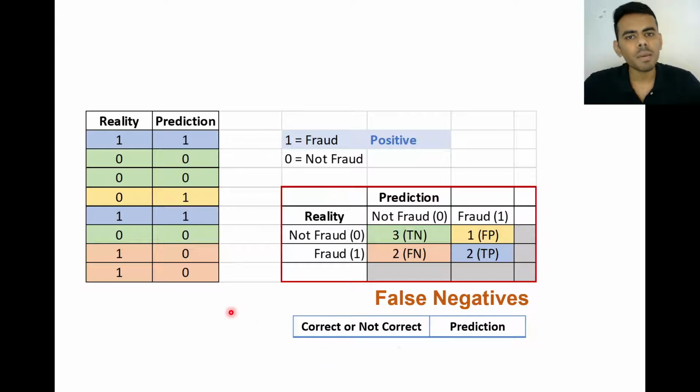And did my model predict it correctly? No. The reality was 1. My model predicted 0. That's why my predictions were wrong and hence false negatives. Okay. So I hope this clears out the false positives, true positives, false negatives terminology. Let's move forward.